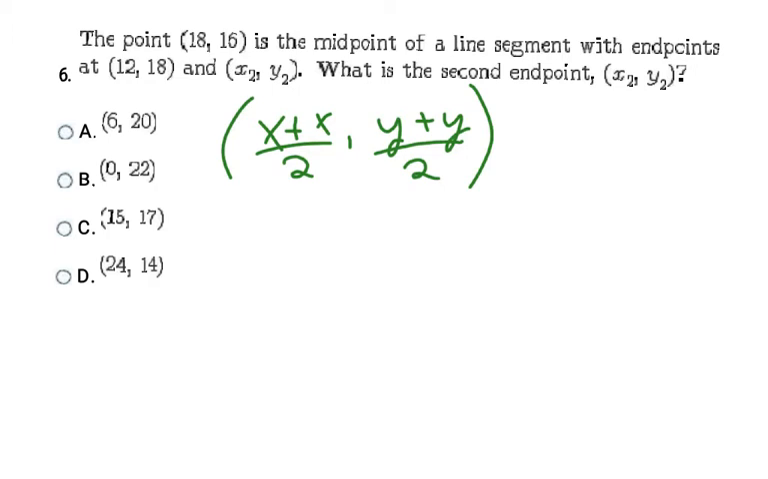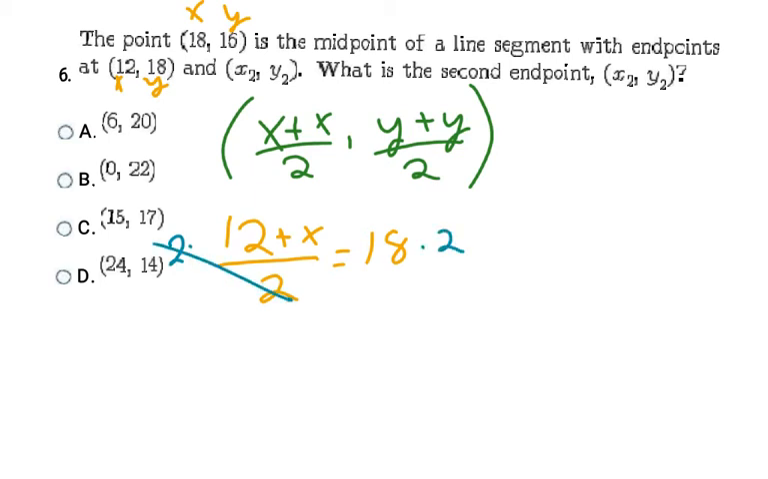So I've written down my midpoint formula, and then I'm going to go and label my x and y numbers. So here, the endpoint is (12, 18). So that's going to give me an x coordinate of 12 for my endpoint, and then I'm solving for the other one. So I have 12 plus x over 2, and that's going to equal the x coordinate of my midpoint, which is 18. So I'm going to multiply both sides by 2 to undo the divide by 2.